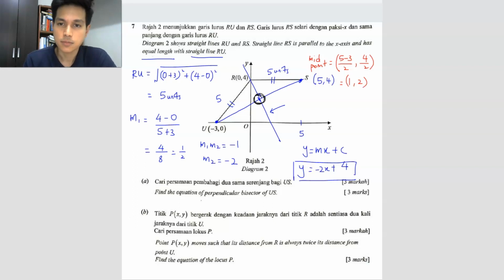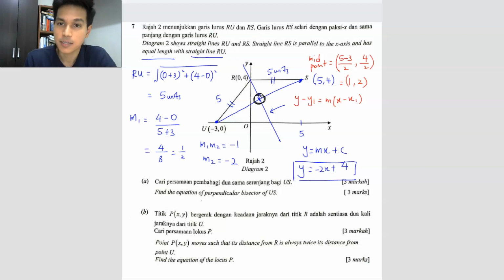You can straight away substitute into the equation. The equation is what? y minus y1 equals m times x minus x1. Okay, this is the formula to form equations. So y1 is going to be 2 and x1 is going to be 1.